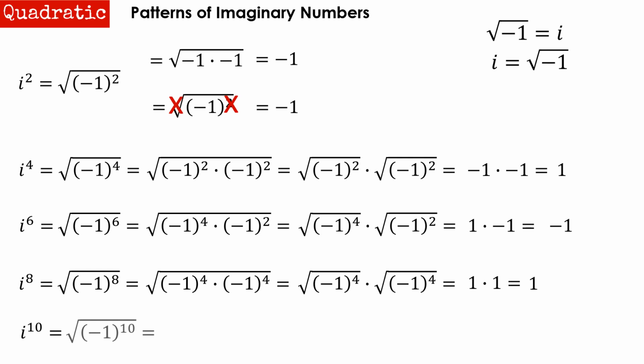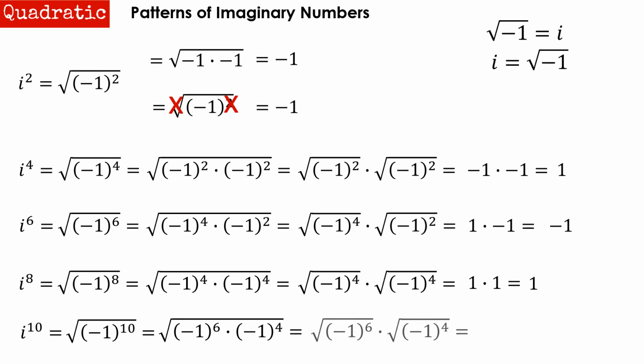For this one, there's a lot of different ways we can add numbers to get 10. I decided to do the square root of negative 1 to the 6th times the square root of negative 1 to the 4th. You could have done the square root of negative 1 to the 8th times the square root of negative 1 to the 2nd. It doesn't matter because we're going to get the same answer. The one I did, the square root of negative 1 to the 6th, is negative 1. And the square root of negative 1 to the 4th is 1. So that gives us negative 1.